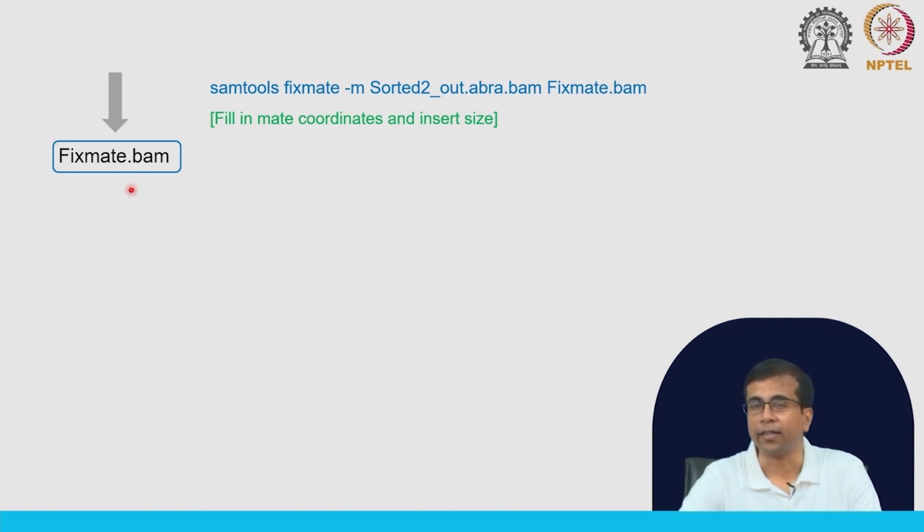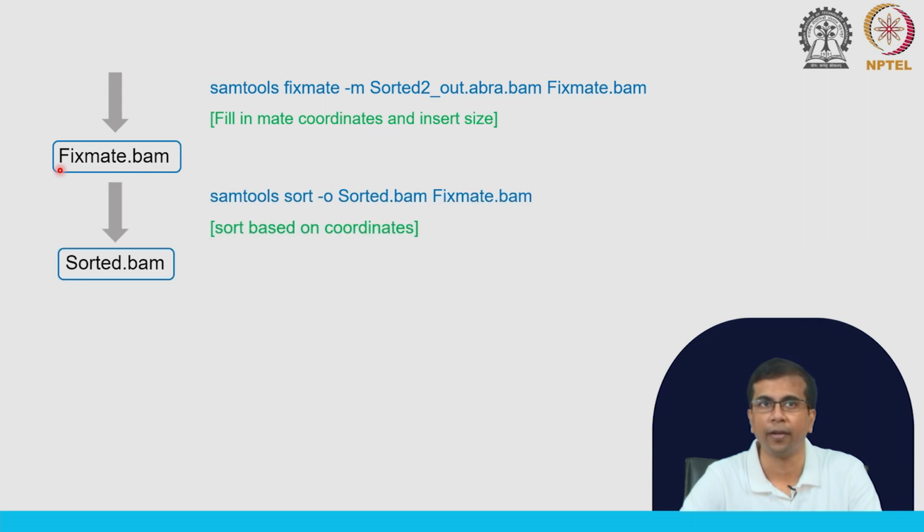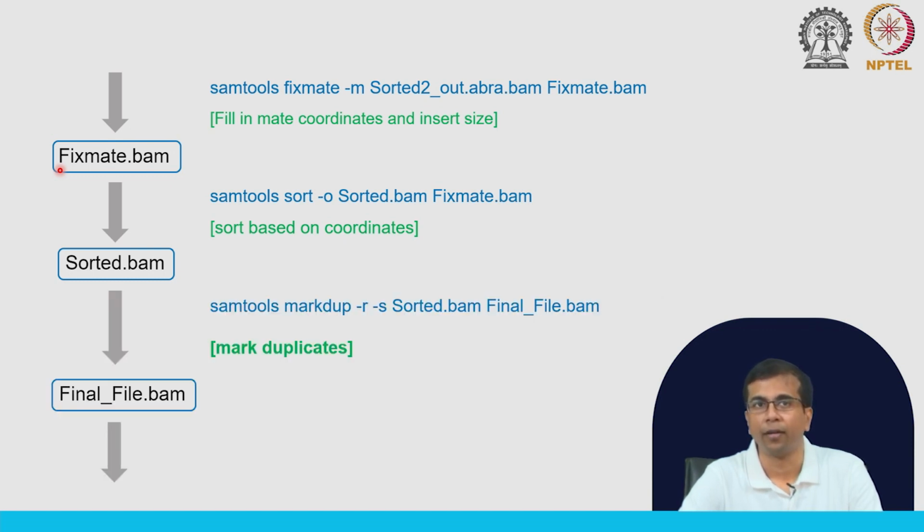So, the next step is actually using something called samtools fixmate. This will fill in mate coordinates and also fill the insert size, and we created this file called fixmate.bam. And then again we sort it after we have marked the mates. So, we then sort by the coordinates, default sorting, samtools sort, and we created this sorted.bam.